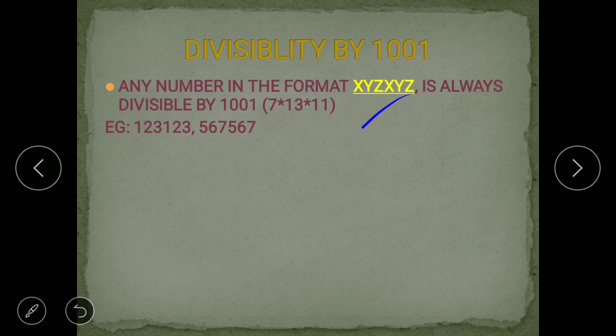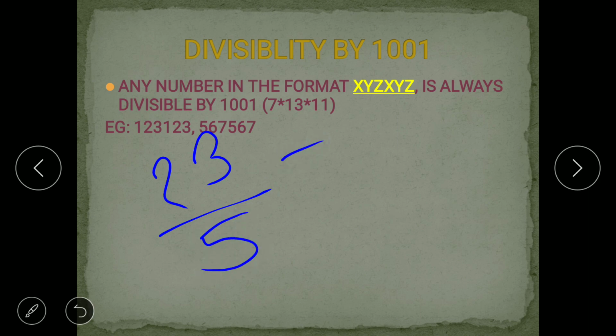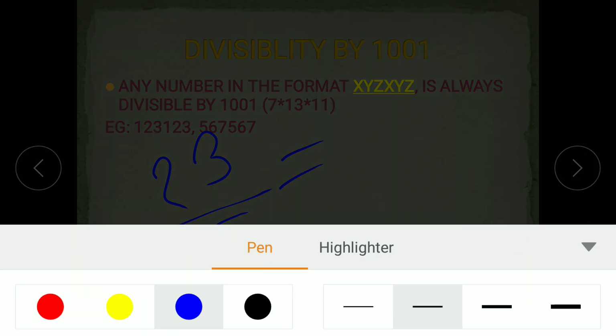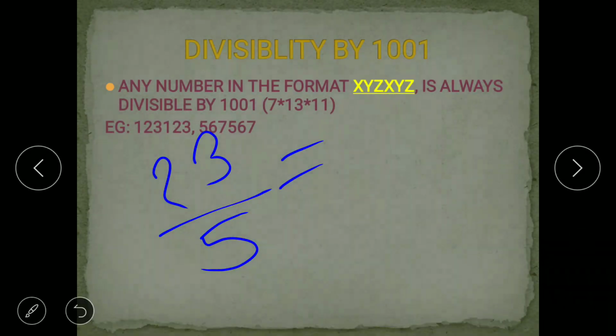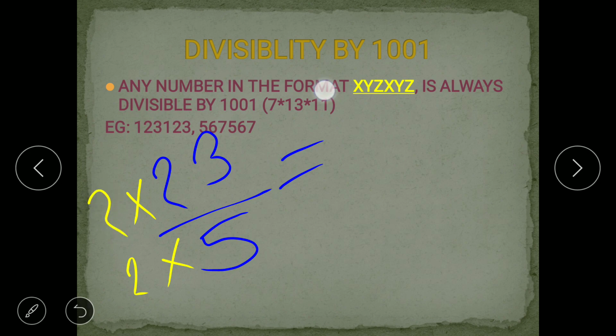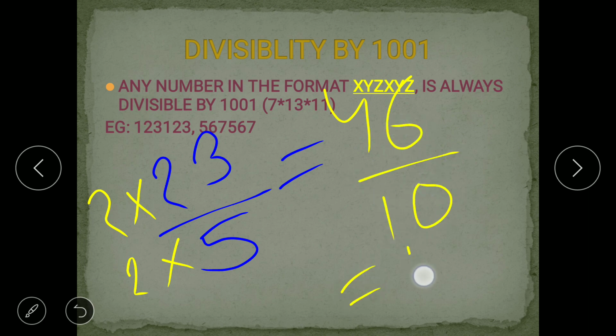You can do this in a simple way. Let's take an example, say 23. You have to divide 23 by 5. How can you do this? Multiply the denominator by 2. As we have multiplied the denominator with 2, we have to multiply the numerator with 2 as well. 23 into 2 will give you 46. 46 by 10 is nothing but 4.6. Is it clear?